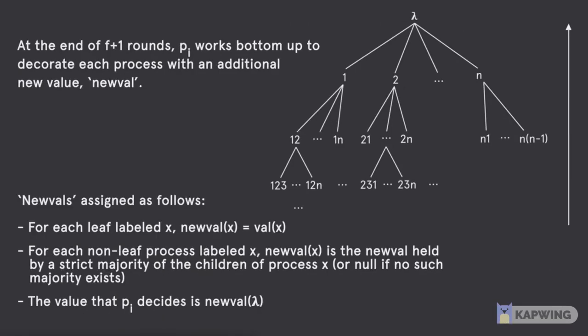When the tree is decorated, each process traverses from bottom to top to assign a new value called newval to each node. The value assigned to newval is the value which is most frequent among the newval of its children. If no such majority exists, a null value is assigned. Finally, the process decides the newval of the root, lambda.